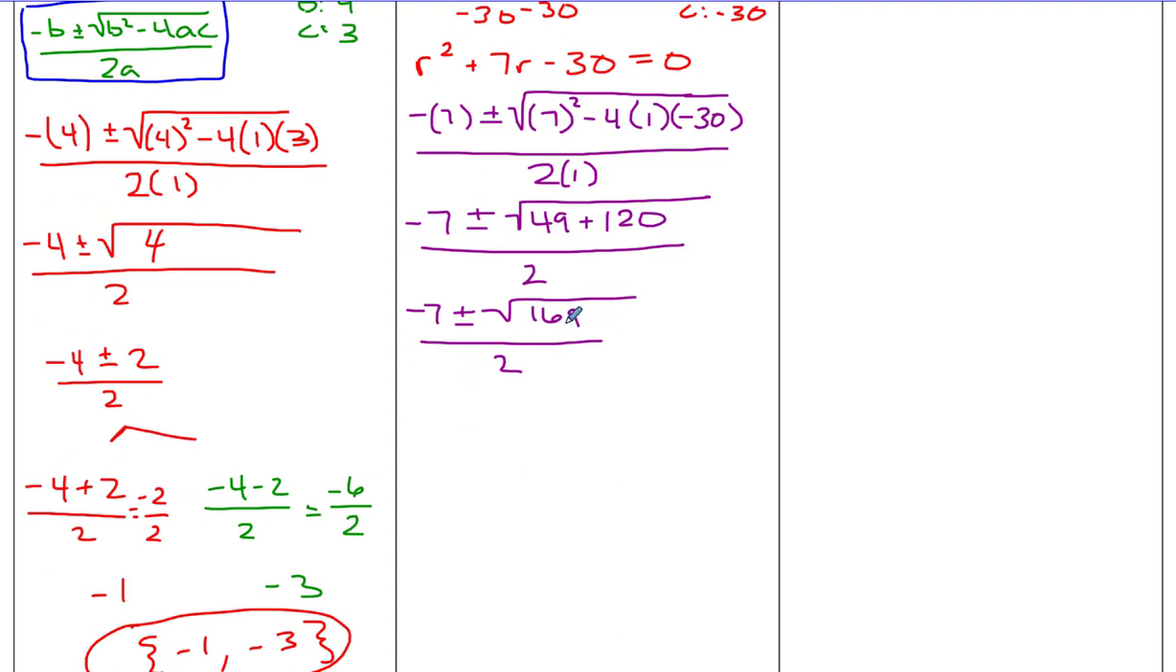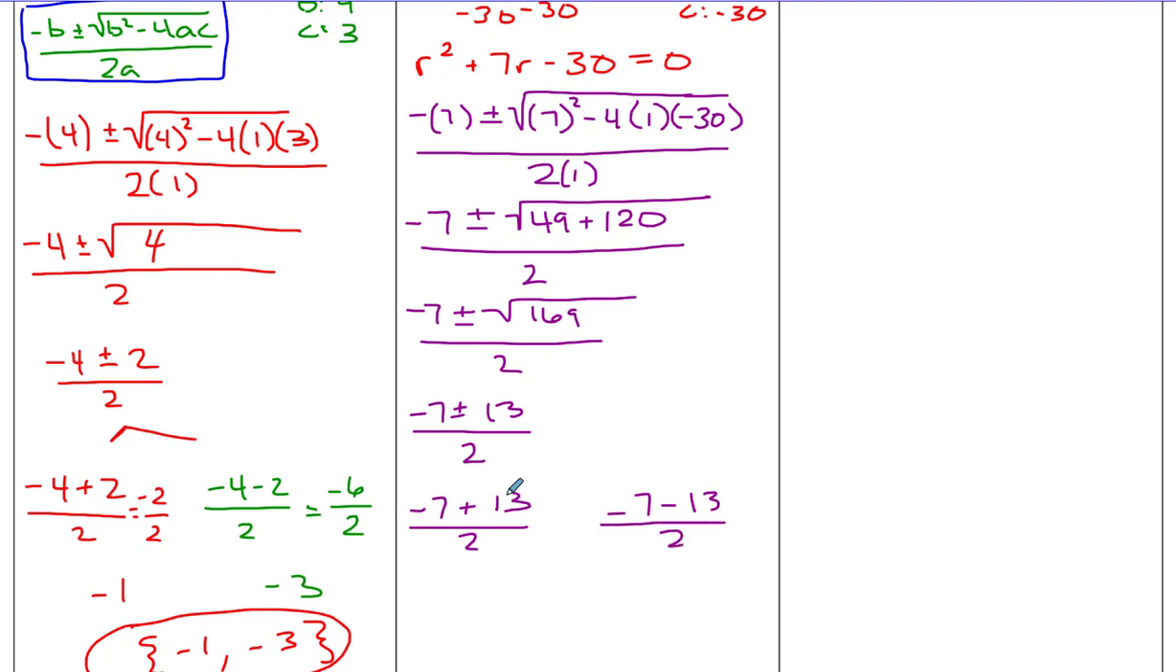Alright, thinking back, 169, is this a perfect square? It sure is. That's a 13. So we can go ahead and do that. So we got plus or minus 13 all over 2. We got our two equations that we need to write now, which is negative 7 plus 13 all over 2, and negative 7 minus 13 all over 2.